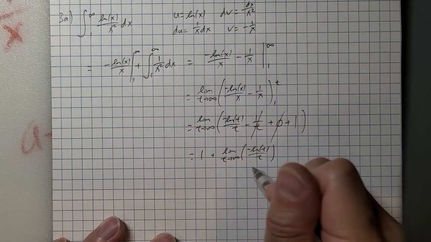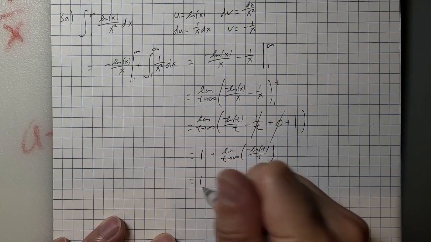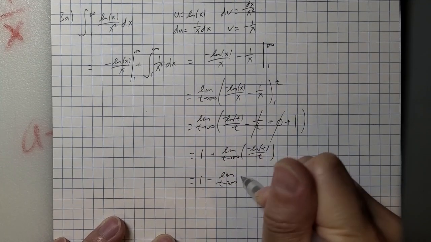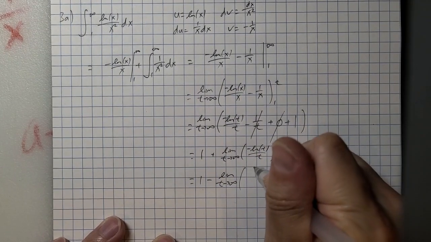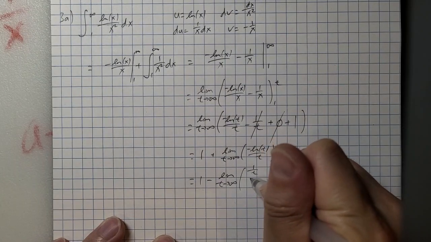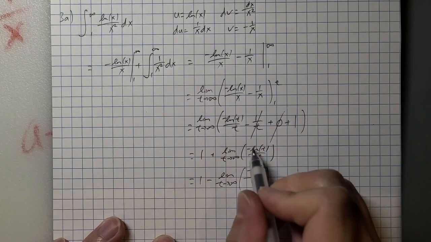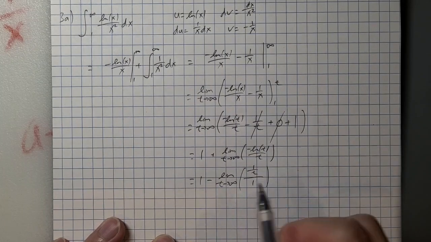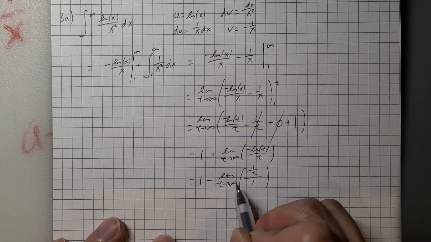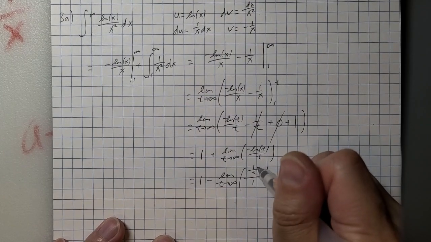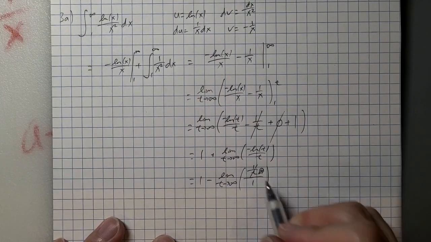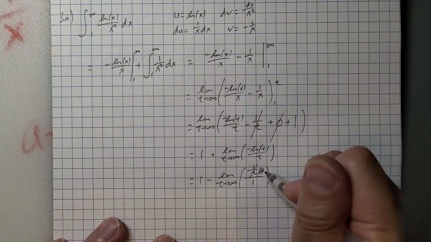We can use L'Hopital's rule for this guy. Let's move the minus sign to the front. Limit as t goes to infinity. When we do L'Hopital's rule, we get 1 over t over 1. The minus sign moves to the front, the derivative of ln t is 1 over t, and the derivative of t is 1. When we take the limit as t goes to infinity, this guy goes to 0.